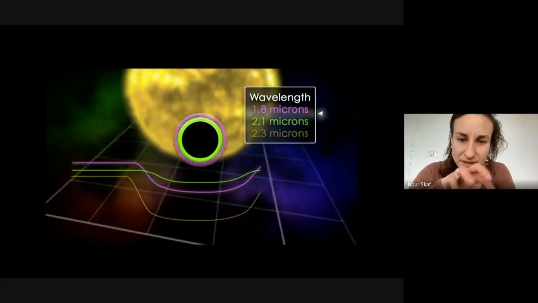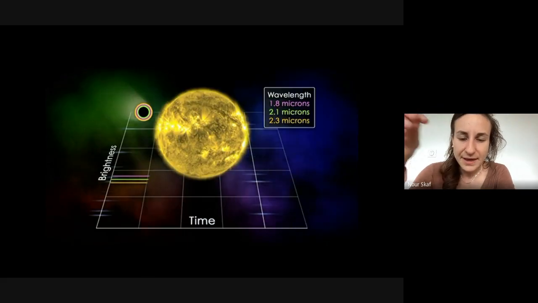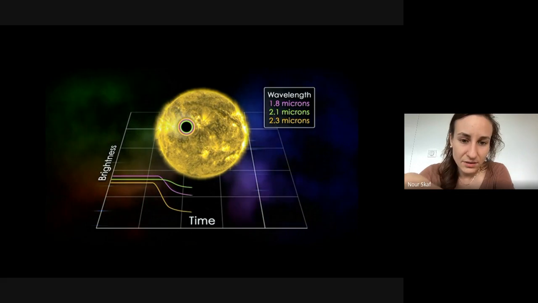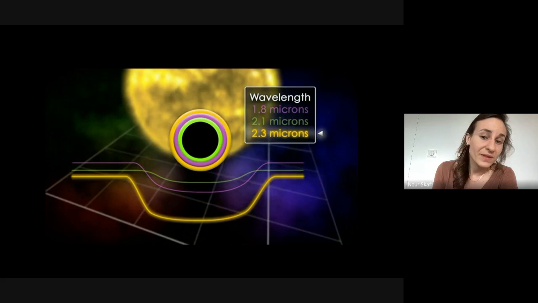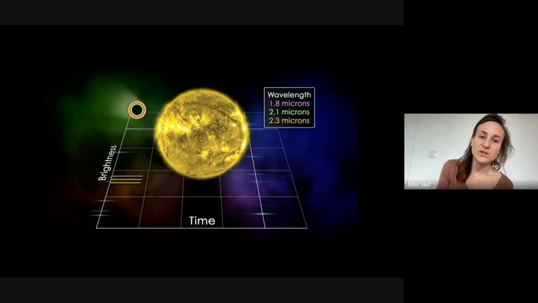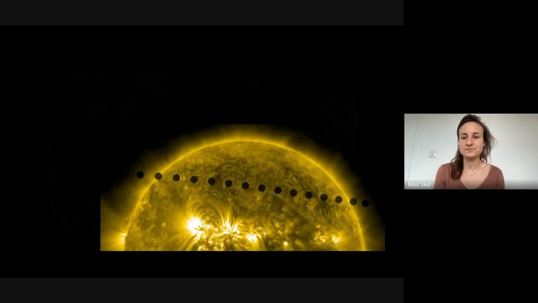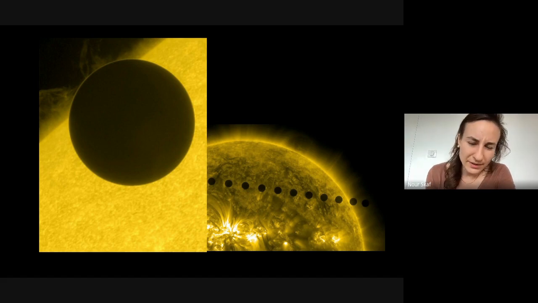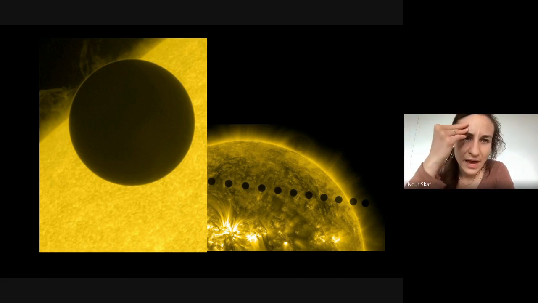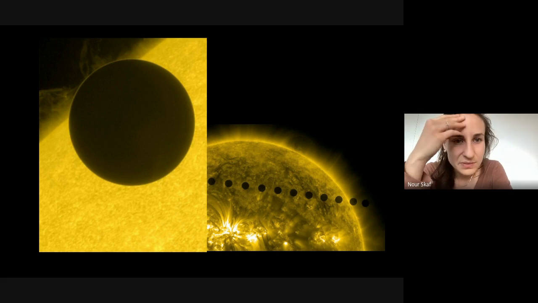So here the green one is the inner part, purple is the middle part, and yellow is the outer part. And you see they have different transits, what we call the transit depth in the stellar brightness. And from that you can acquire a spectra, and from the spectra you can do some analysis.